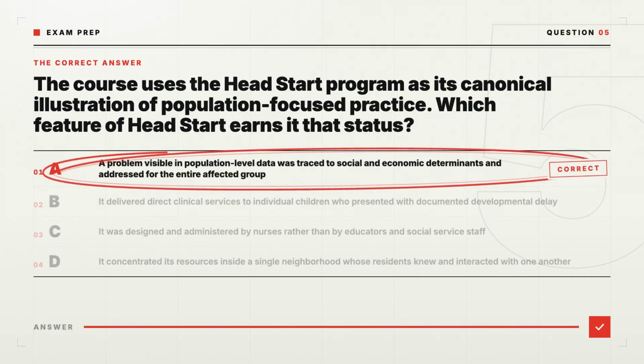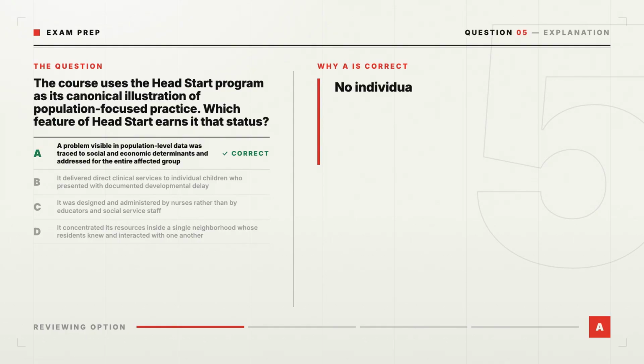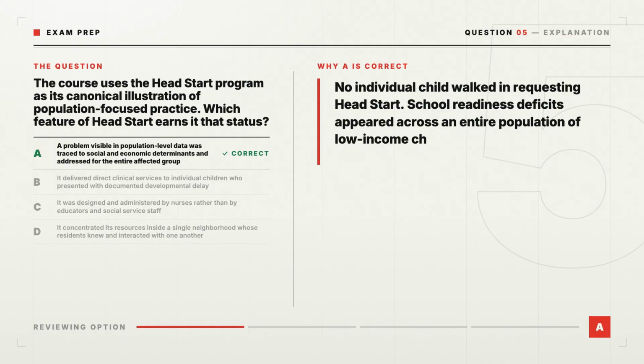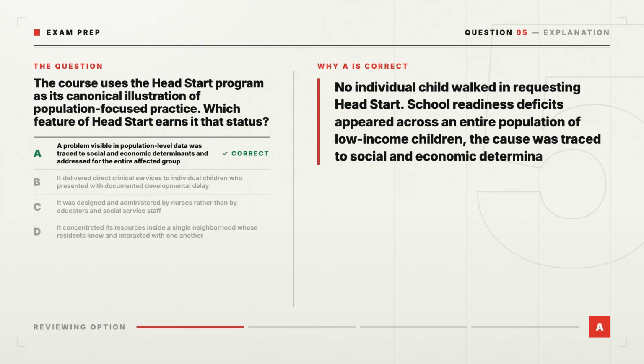The correct answer is A. A problem visible in population-level data was traced to social and economic determinants and addressed for the entire affected group. A is correct because no individual child walked in requesting Head Start. School readiness deficits appeared across an entire population of low-income children. The cause was traced to social and economic determinants, and the program was built to reach that whole population. That sequence, from data to determinant to population-wide intervention, is what defines population-focused practice.